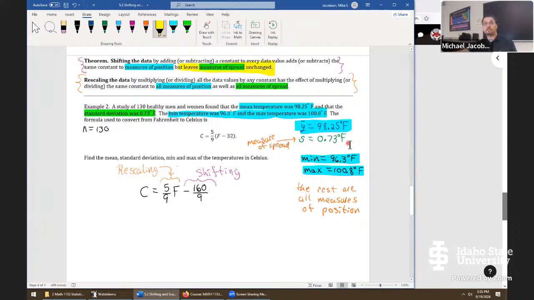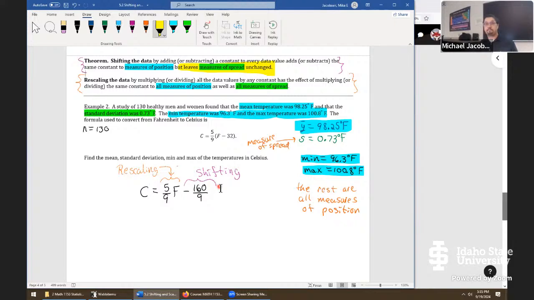And there it is, that's our measure of spread. So when we go to use that, we only use the rescaling part because shifting it leaves it unchanged. And that's the shifting part of the whole formula. Lots going on with that problem, but does that make sense on that initial look through?